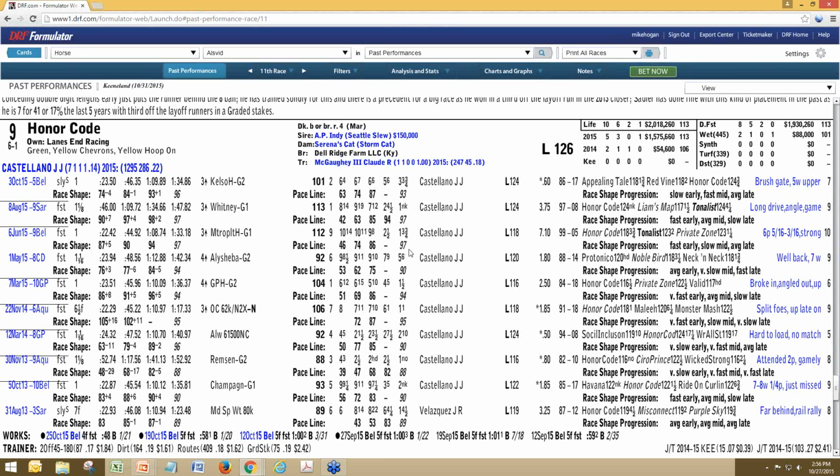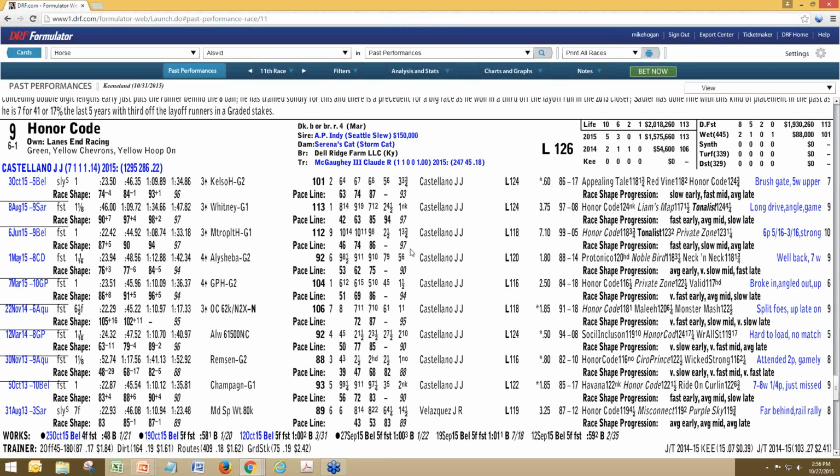say, wow, Honor Code is a horse I really like in the Breeders' Cup Classic. You obviously can't look at the Kelso and say, boy, I love Honor Code, and you can't look at the Ali Sheba and say, oh, yeah, Honor Code. So you either look at the Metropolitan or you look at the Whitney. And in the Whitney, with Liam's Map out there, absolutely speedballing it on the front end through very fast early fractions, that race set up for a horse like Honor Code and for Tonalist to come from as far back in the pack as they were.